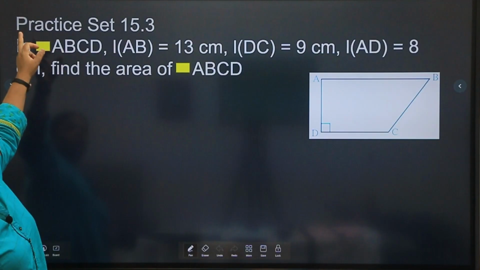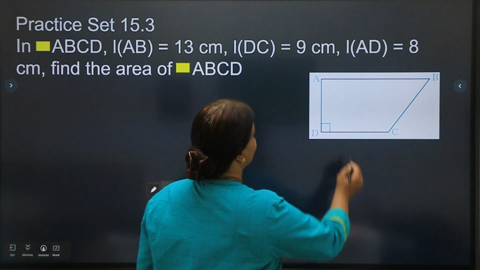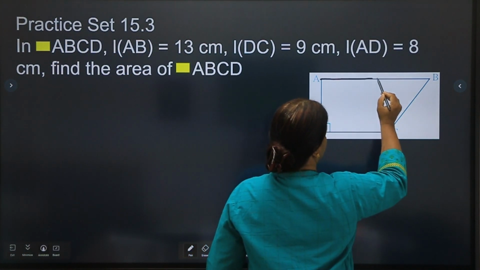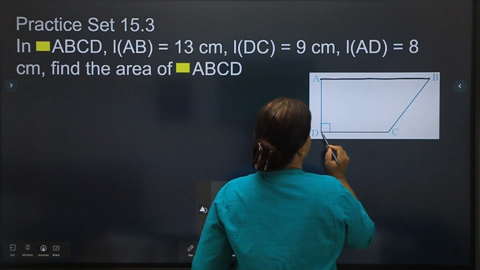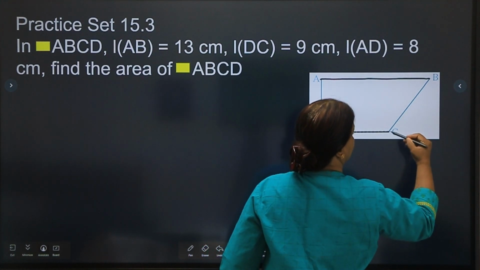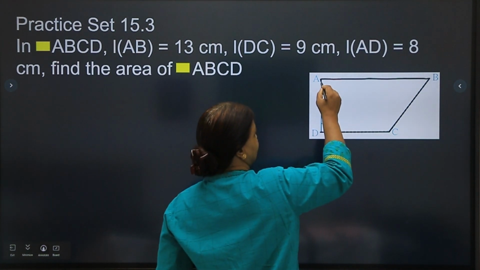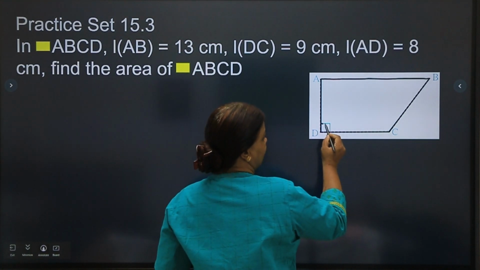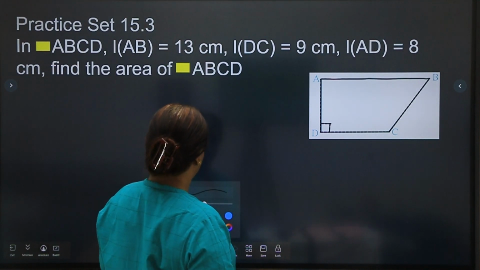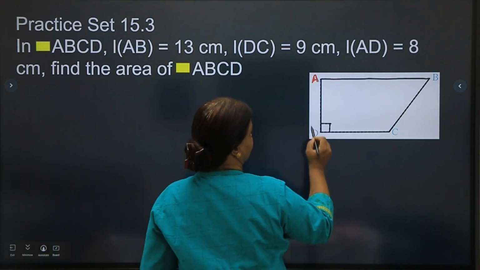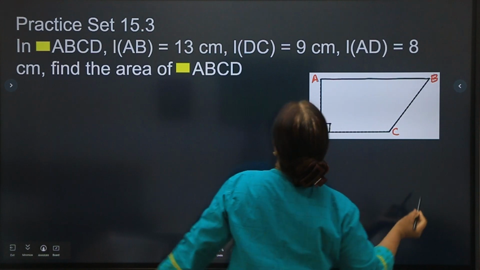Second example. There is only one example, sorry. Practice set 15 point. You can see here one figure and it is AB. Clear? This is DC. This is BC or CB, and this figure is AD. AD is perpendicular to DC. A, D, C, B. What we need to do?